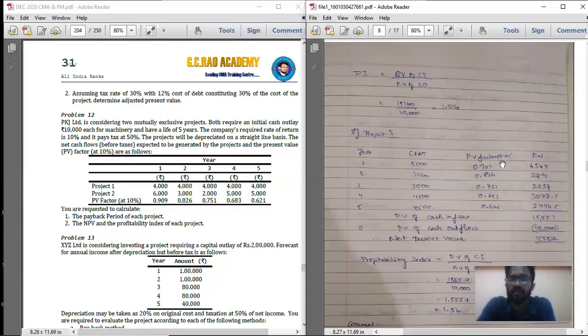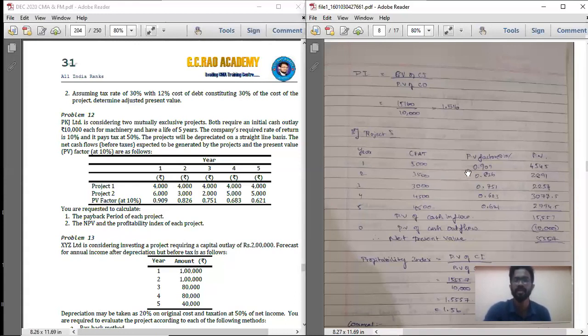Now take down the present value factors at the rate of 10%. Copy it from the question itself. They have directly given the present value factors at the rate of 10% for each year. Year 1 0.909, year 2 0.826, year 3 0.751, year 4 0.683 and year 5 0.621. That is the present value factors at the rate of 10% up to 5 years.